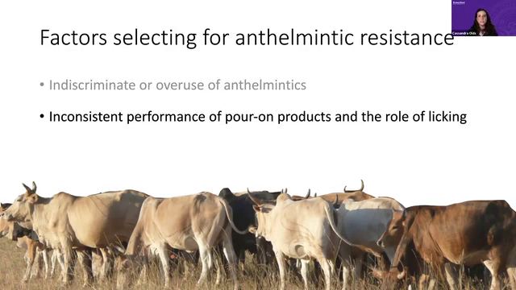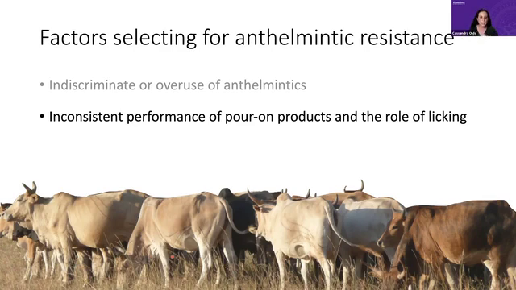One of the big things for antihelmintics specifically is the inconsistent performance of pour-on products and the role of licking. And this is for cattle. We use pour-on products for sheep, and it works pretty well, but they've got a completely different, they've got these hair fibers, so the product can get close to the skin, and then the animals don't lick as much and have direct contact with the product.